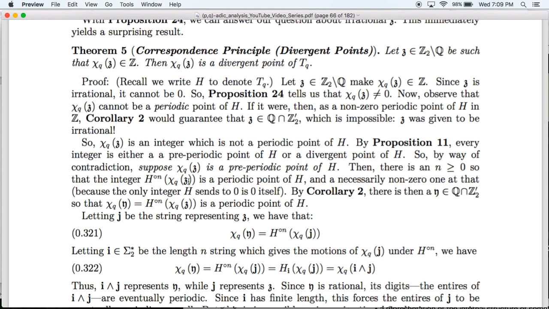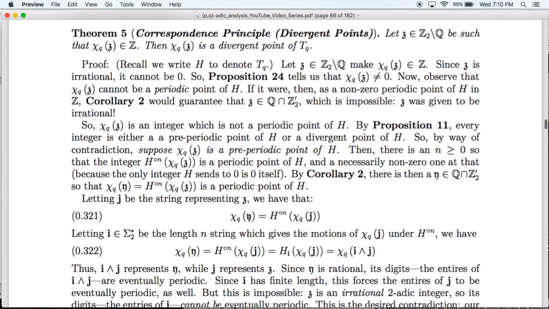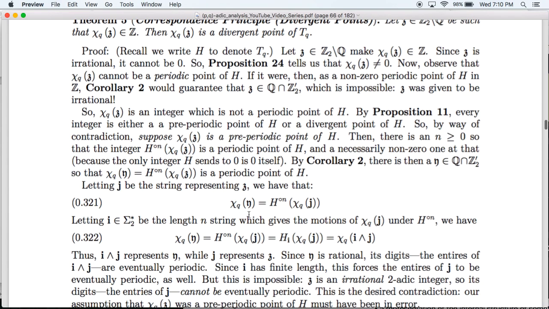Since this is going to be a periodic point, by our correspondence principle, there's going to be a rational two-adic integer, y, such that chi-q of y is equal to this thing. But here's the problem. Let j be the string of infinite length representing z. We have that chi-q of y is equal to the nth iterate of h applied to chi-q of j.